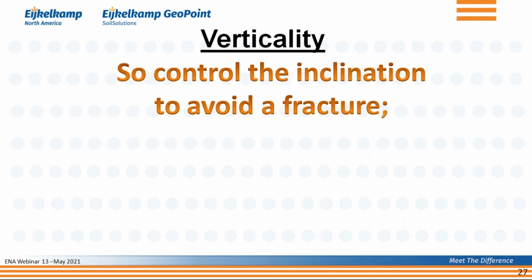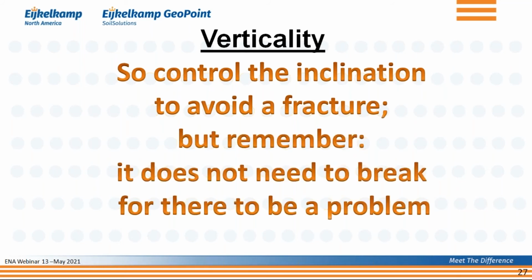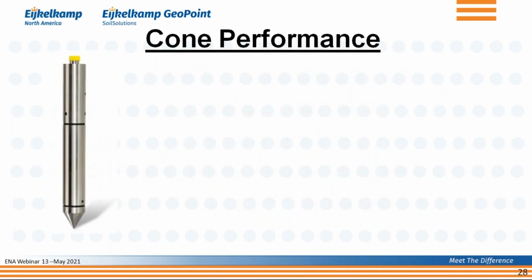So, conclusion of this first part: control the inclination to avoid a fracture and also inaccurate data. But remember, it does not need to break for there to be a problem. And that brings me then to the next part, and that's the cone performance.